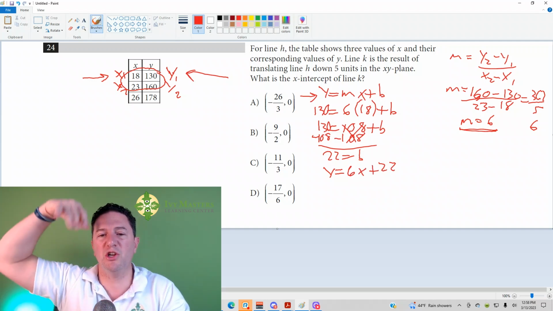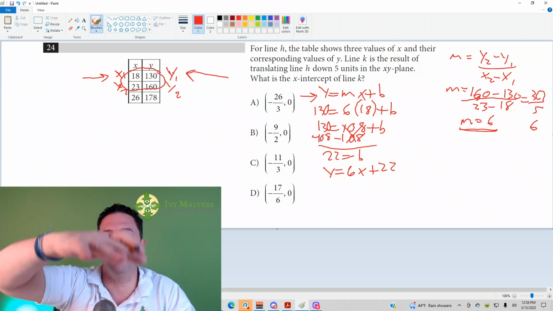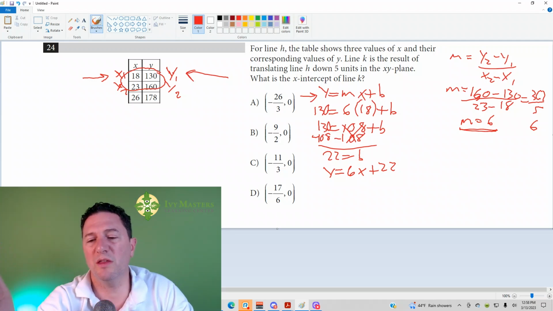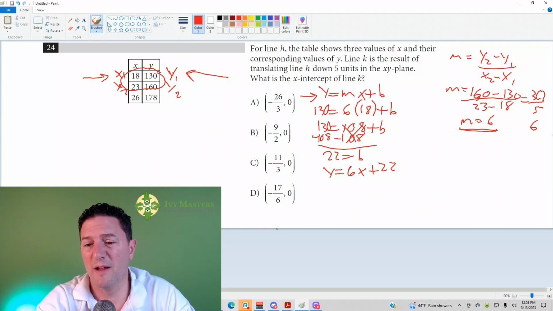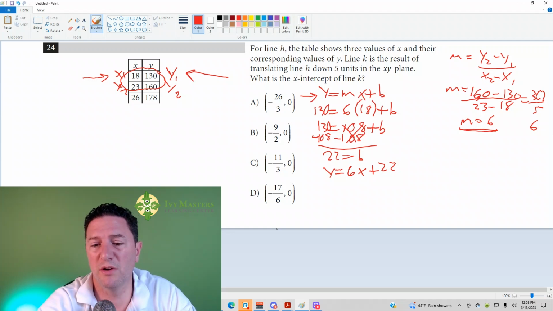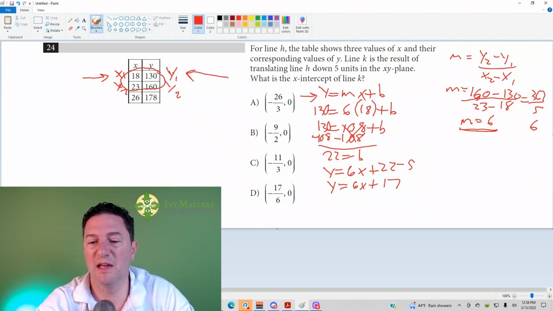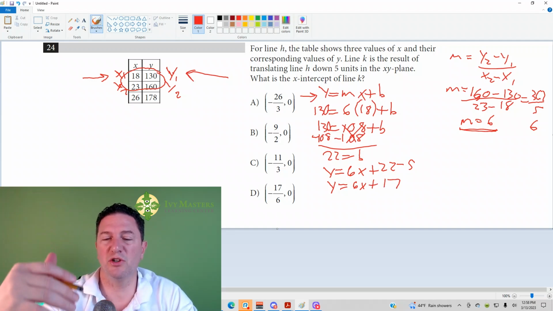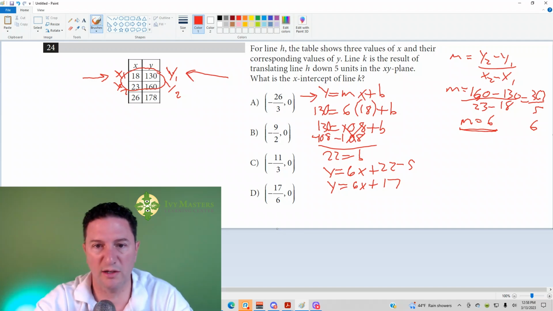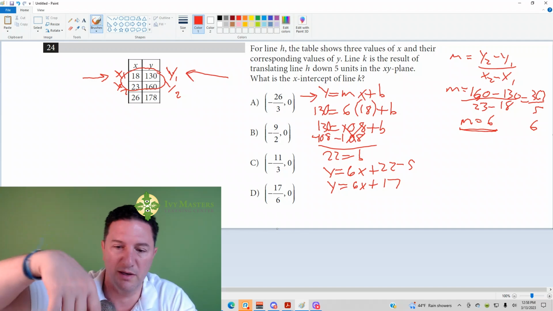So if I shift the line 5 units down, the slope is going to stay the same. The thing that's going to change is the y-intercept. So my new equation is y equals 6x, and I'd have to subtract 5 from the 22, so it's plus 17. That's my equation. After I shift it 5 units down, you just subtract 5 from the y-intercept. Remember, y goes up and down, and you're going down.